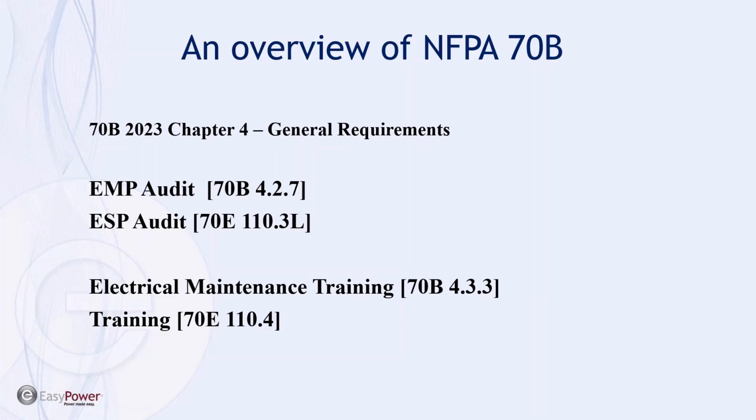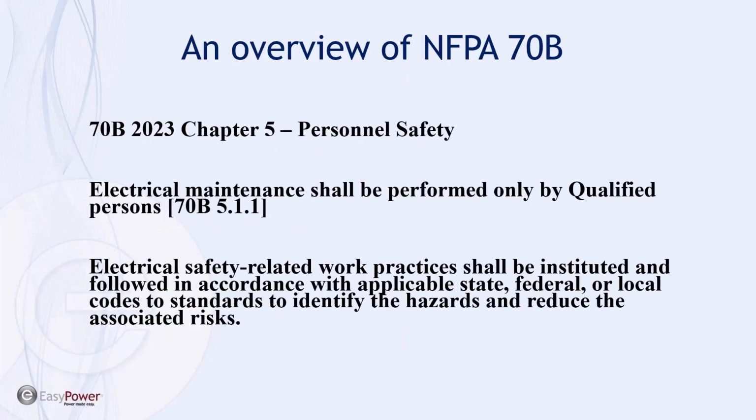And then there's a specific reference to training. The 70B standard simply says we need to train our individuals on proper maintenance techniques. And then 70E under Article 110.4 does a whole lot more of establishing the safety protocols and safety-related fundamentals for qualified individuals doing work within that energized mode along the way. So again, we can see how these are all kind of interrelated here along the way.